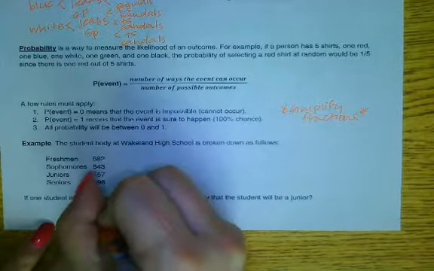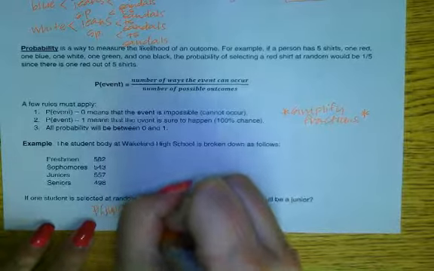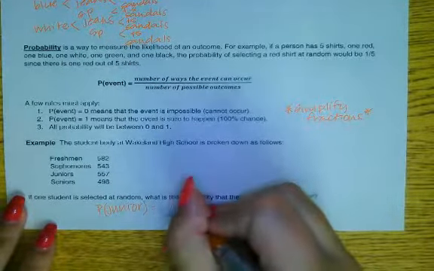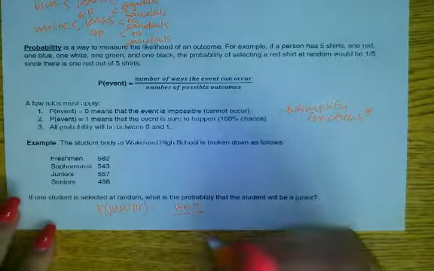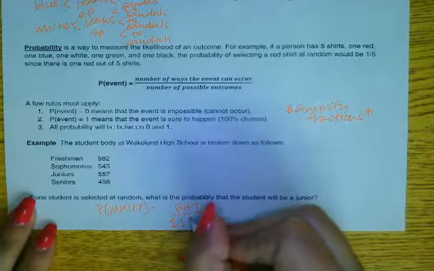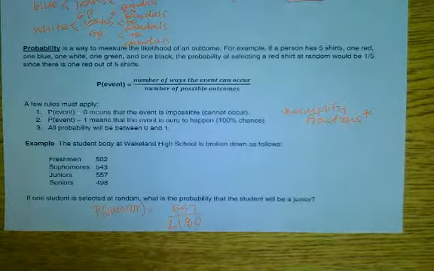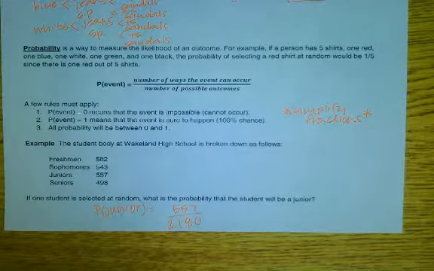So we're looking for the probability that you select a junior. Well, how many juniors are there? 557. 557, and then what number would go in my denominator? The total. The total, which is 2,180. Can that be reduced? No. Okay. What if I were to ask you what percentage of the student body at Wakeland is juniors?